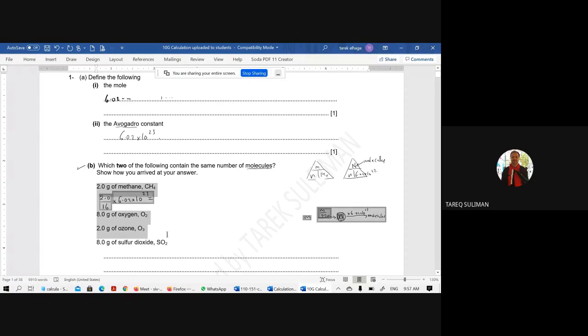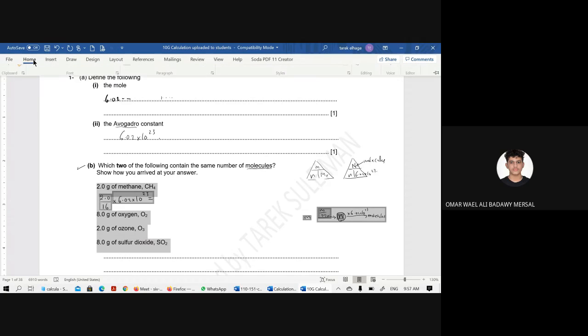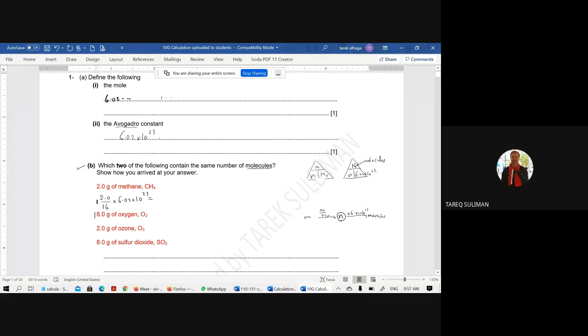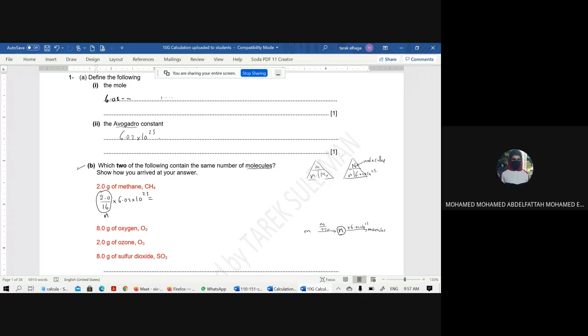Then we do the same for oxygen. Sir, the number on the left is the number of moles, right? 2.0 over 16, yes, this is number of moles. After we find number of moles, we multiply it by Avogadro's number, we find number of molecules. It is 7.53 times 10 to the power 22 molecules.